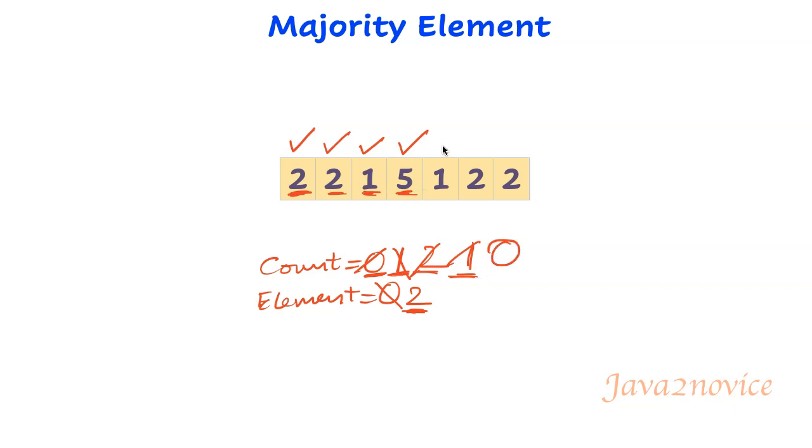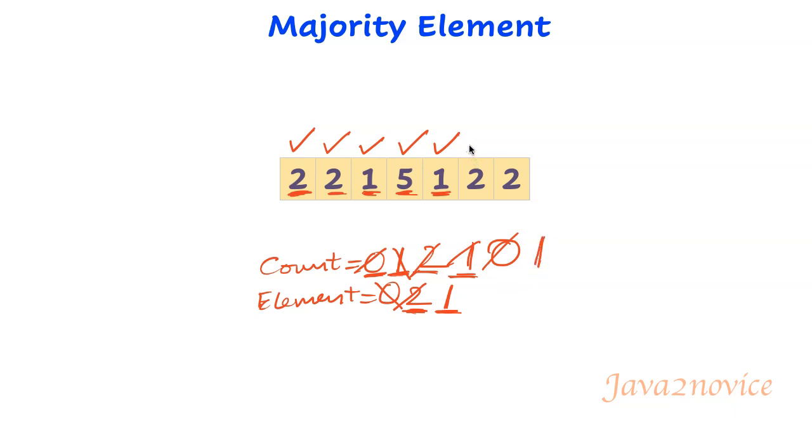In the next iteration, the number is 1. Since count is 0, replace the element value with the current number. Here it is 1. Now let's match the element value with the current number. Both are matching. Let's increment the count. So its value is 1 now.